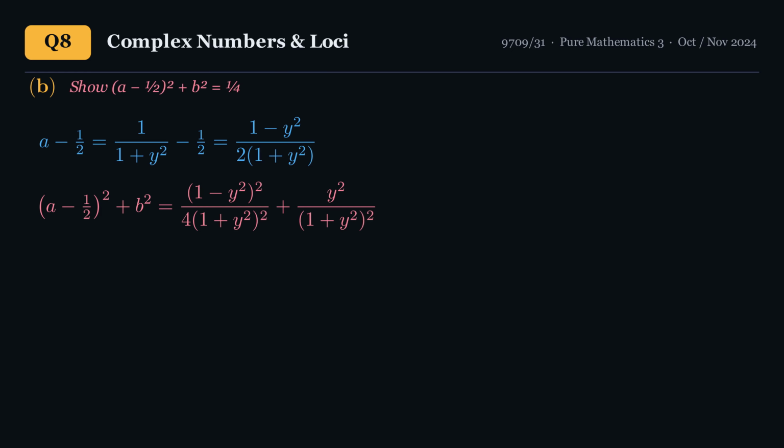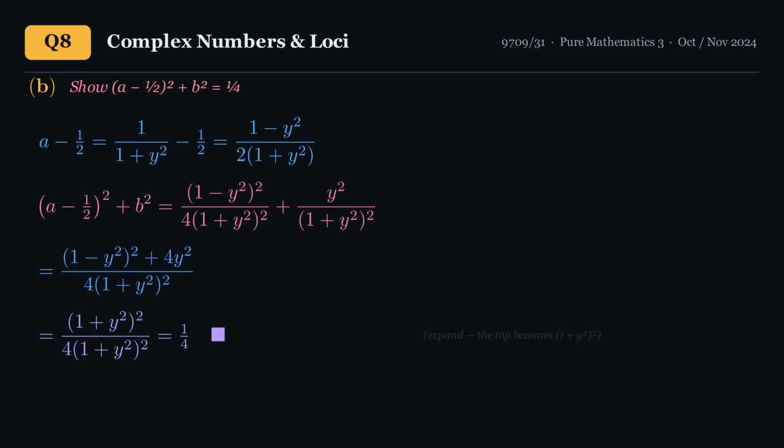Now substitute a and b into a minus a half squared plus b squared. Expand the numerator, 1 minus y squared squared plus 4y squared. That simplifies to 1 plus y squared squared over 4 times 1 plus y squared squared, which equals 1/4. So a minus a half squared plus b squared equals 1/4, as required.